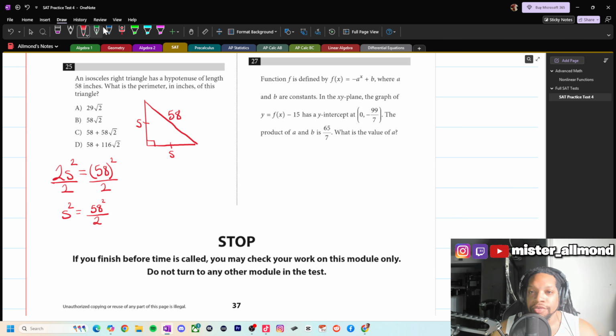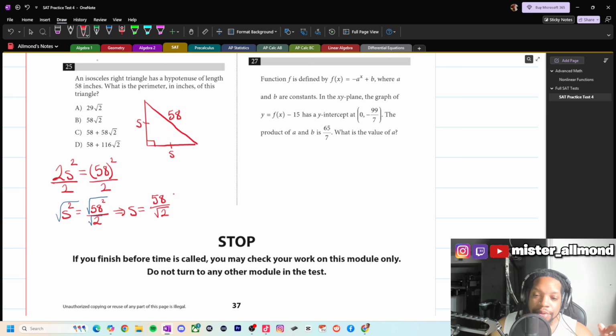And if I'm trying to solve for S, I'm going to square root S squared, which means that I can square root the right side. But instead of square rooting the whole thing, I'm going to just use the property that says I can do this. And that works because I know the square root of 58 squared. That makes that a little easier. So my one side is 58 over the square root of 2. But that's just one side.